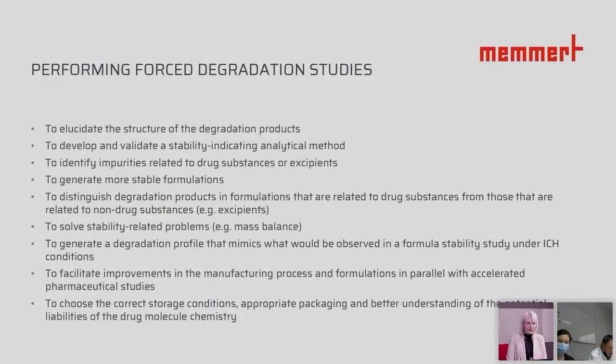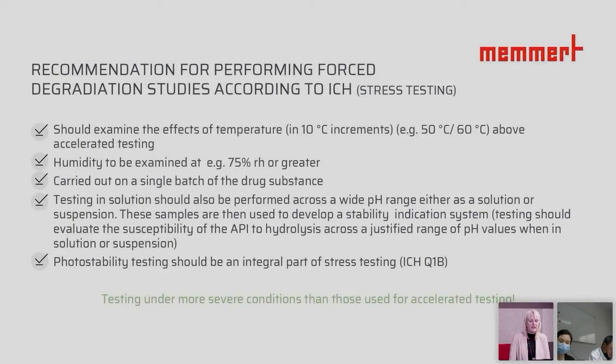And in the ICH guideline, as we see on the next slide, it is mentioned that it should examine the effects of temperature in 10 degree increments, e.g. 50 degrees, 60, that means above that of the accelerated test. The humidity to be examined should be 75% RH or greater. It should be carried out on a single batch of the drug substance here. Note, we are talking about a single batch.